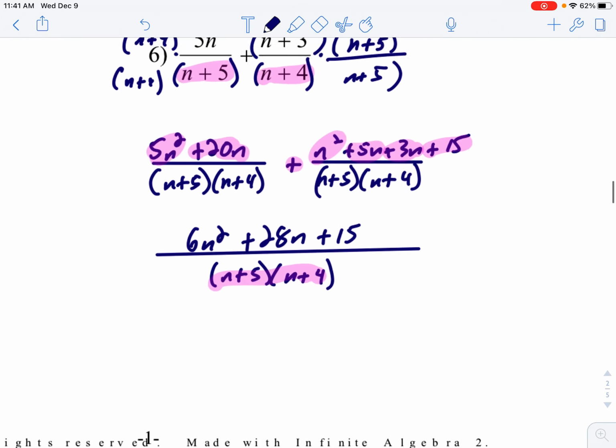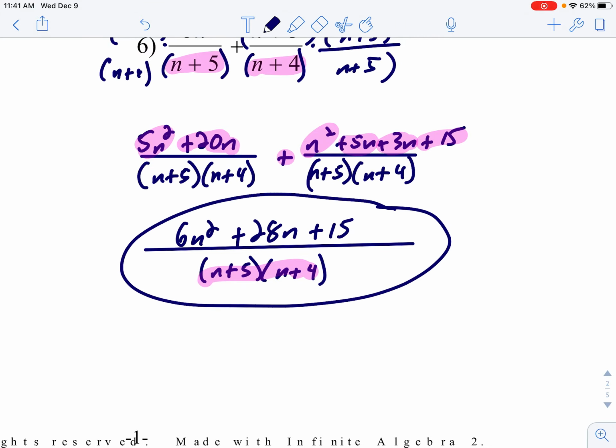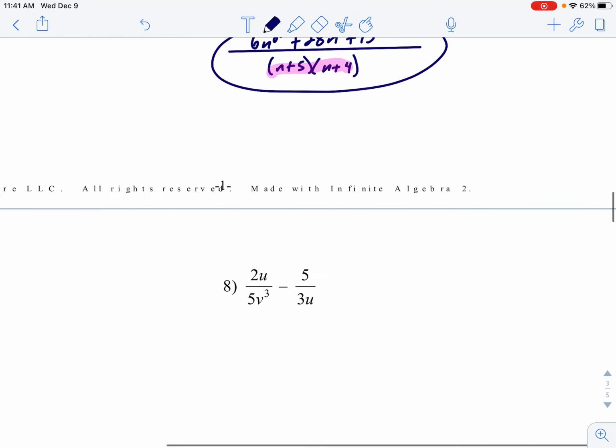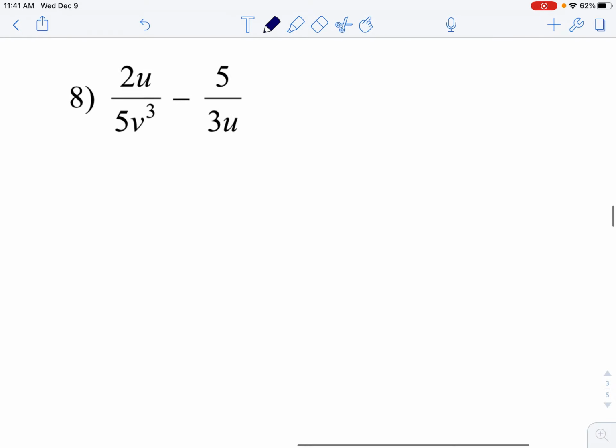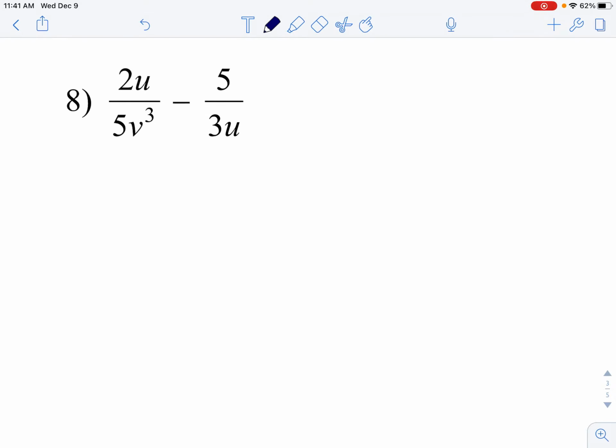So there we go. Hopefully you're following along okay. This is going to be fine for you. Number 8 is a subtraction problem. Again, we need to come up with a common denominator.